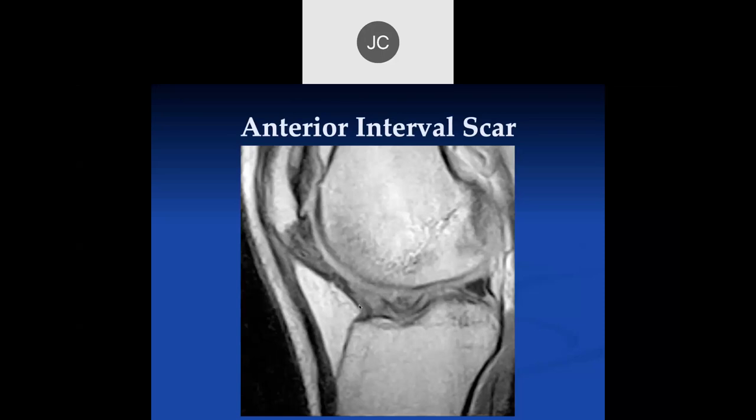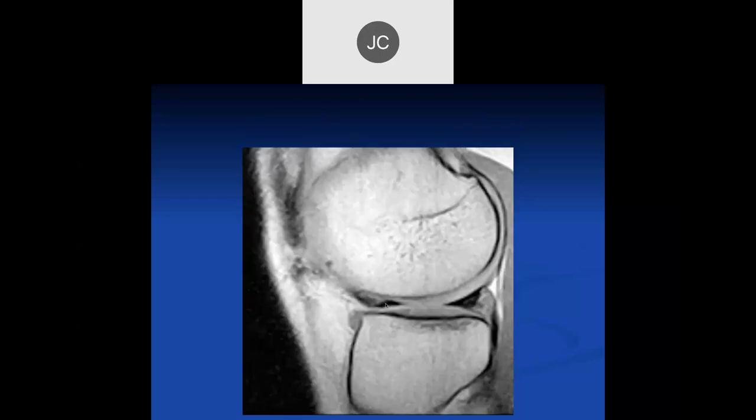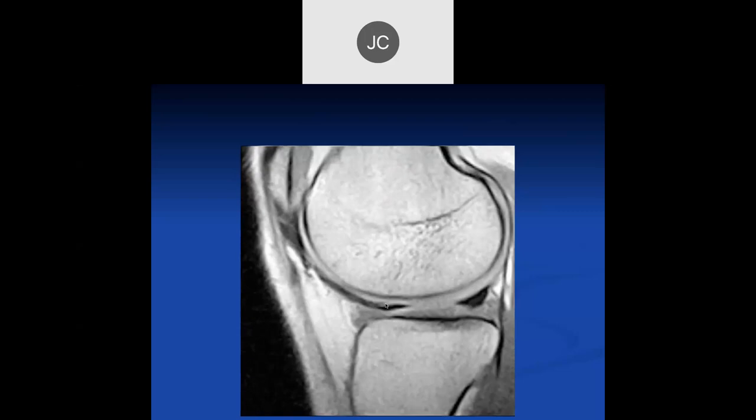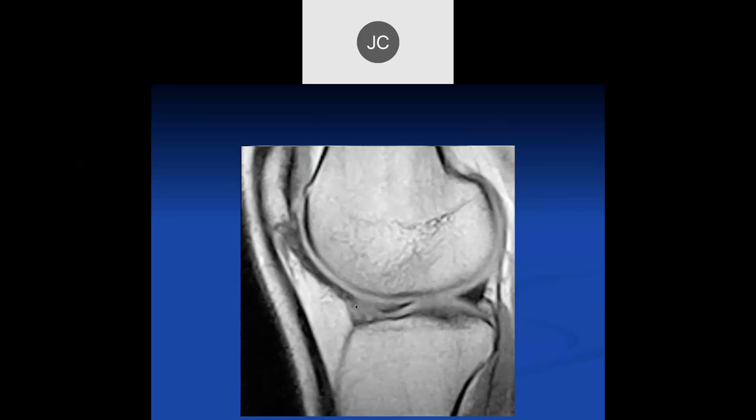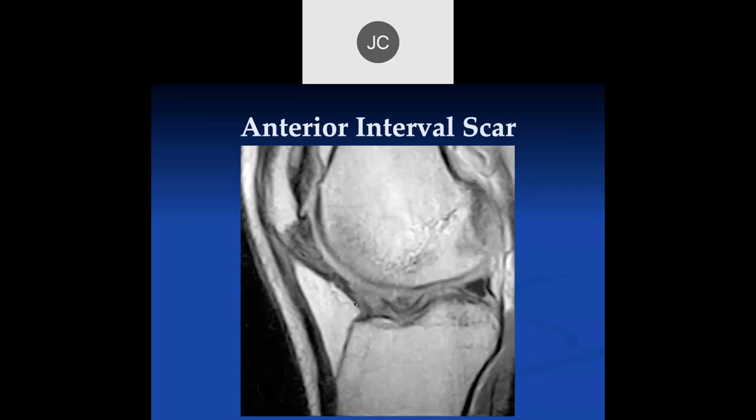This is called anterior interval scar. If you have post-traumatic scarring involving Hoffa's fat pad, occasionally it can connect to the anterior horn of the lateral meniscus and have traction on the anterior horn, which can lead to chronic pain syndromes. I haven't seen this very often anymore. Maybe it had to do with previous surgical techniques, I'm not sure. But if you saw these, sometimes the surgeons would have to go in and release these in order to improve the patient's pain. And it's called anterior interval scar.